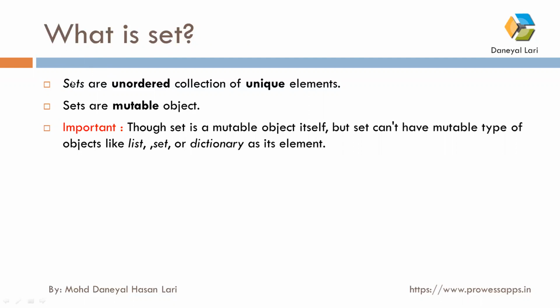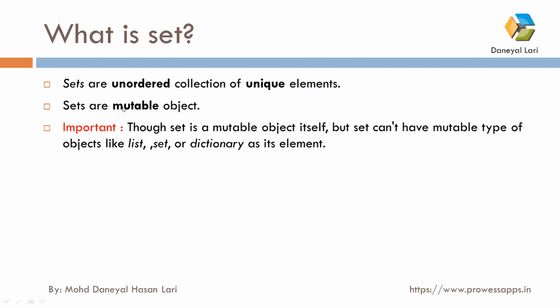The first point is very important. Just look, understand and remember this one: sets are unordered collections of unique elements. If you remember this point, then you will not get any error in your code. Sets are unordered, which means they are not index based. And it is a collection of unique elements, which means in a set you cannot add duplicate elements. Sets are a collection of unique elements in an unordered manner.